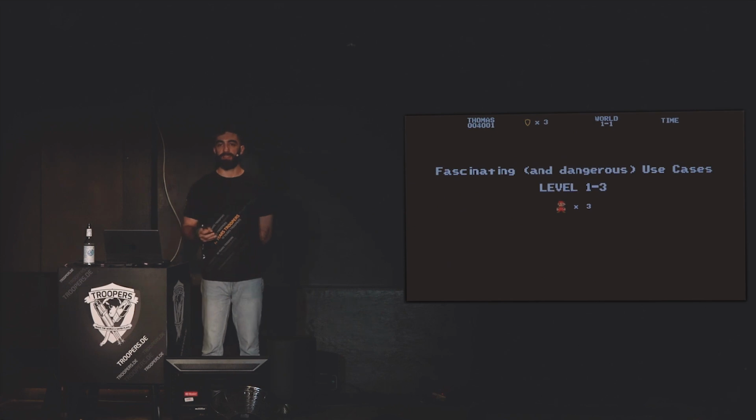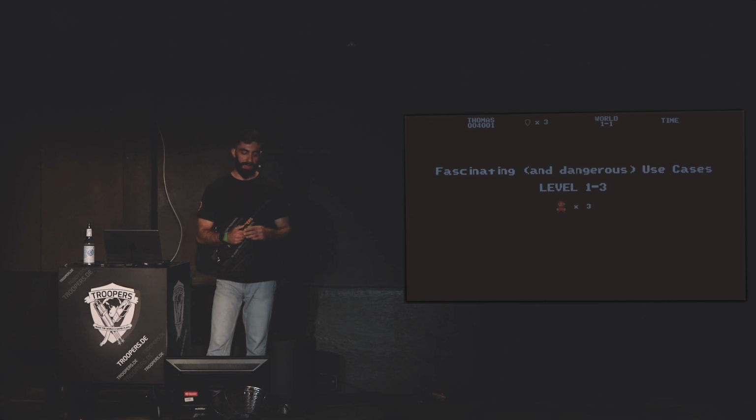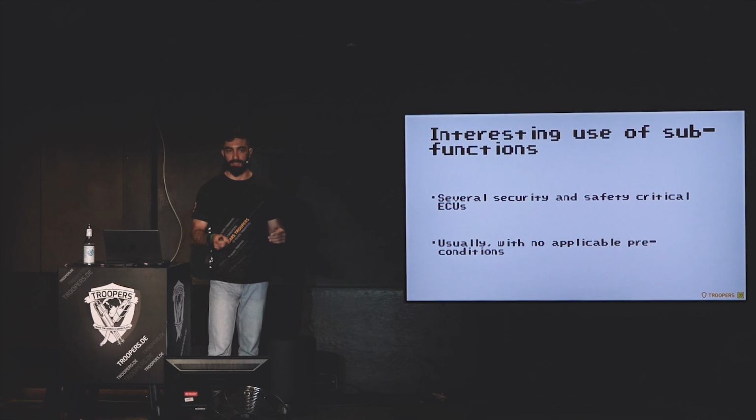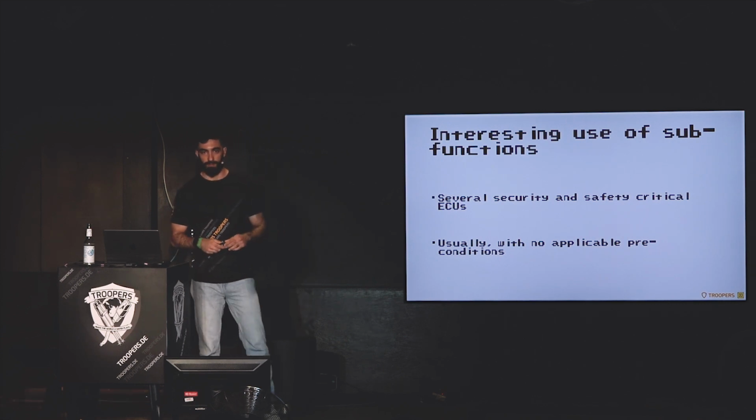So now that we have a basic understanding of UDS and how it works and how all the services are laid out, let's check some fascinating and dangerous use cases that we had throughout our pen tests, what we found, and how we managed to exploit those issues with really simple, to be honest, attacking methodologies. There are several security and safety critical ECUs in the vehicles. We have to keep that in mind, and usually there are no applicable preconditions on those ECUs in order to execute some functions that can result in not only security issues, but also safety issues.